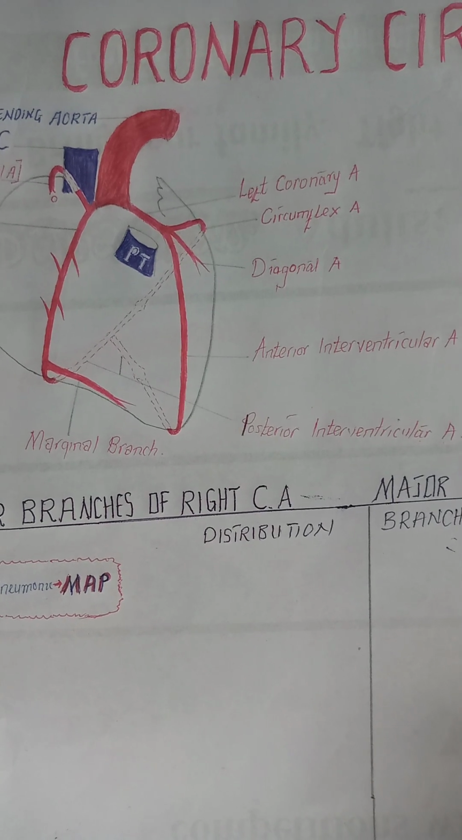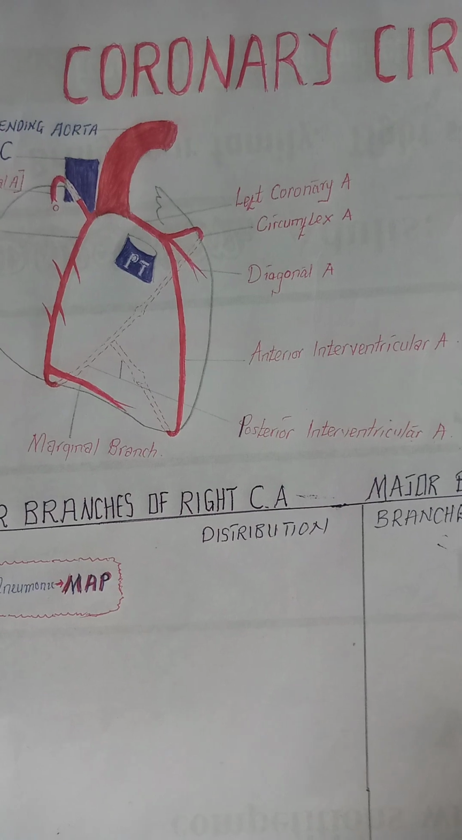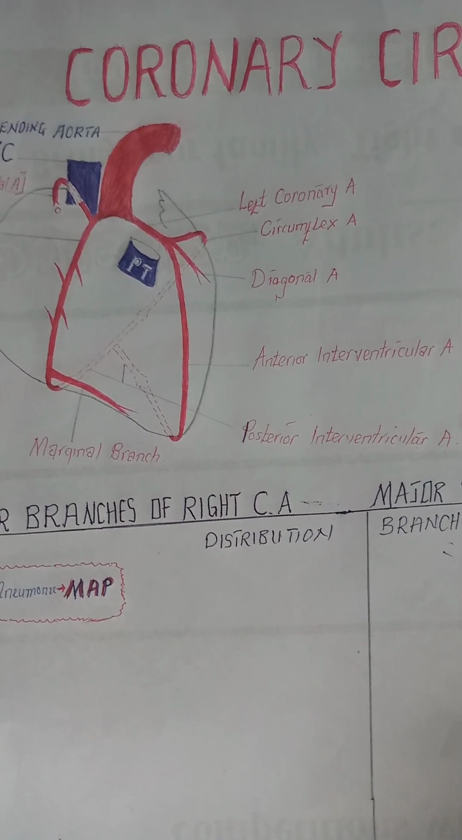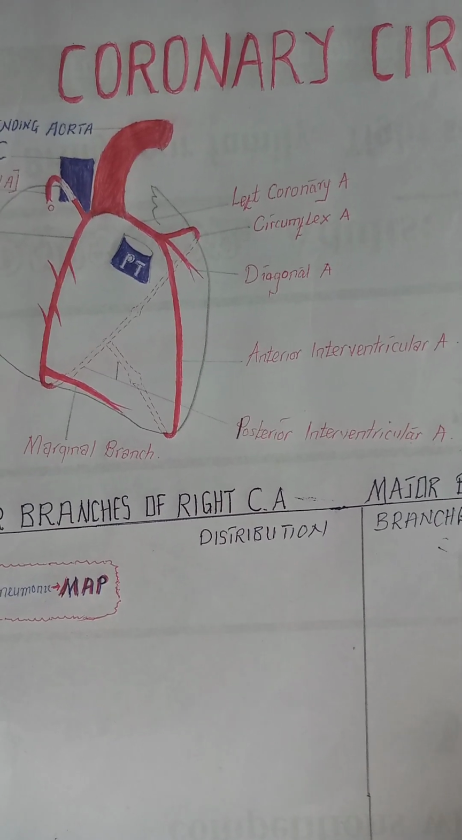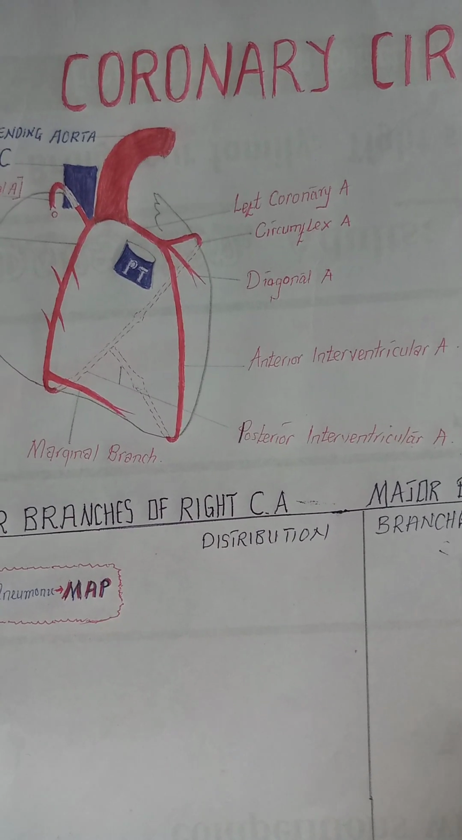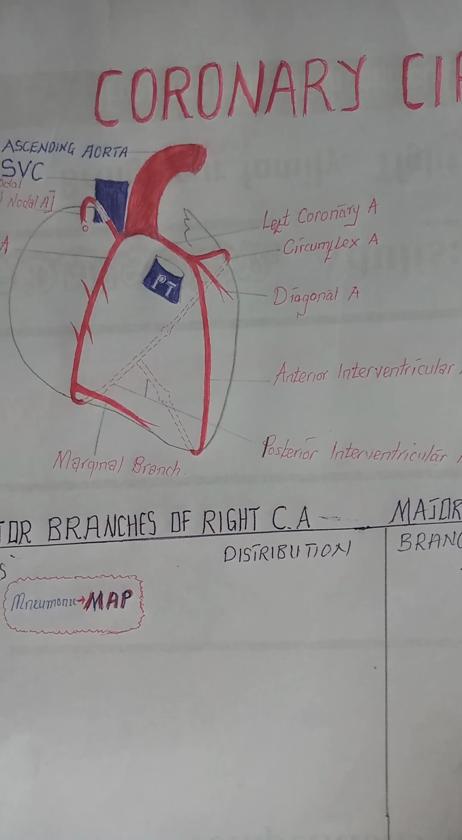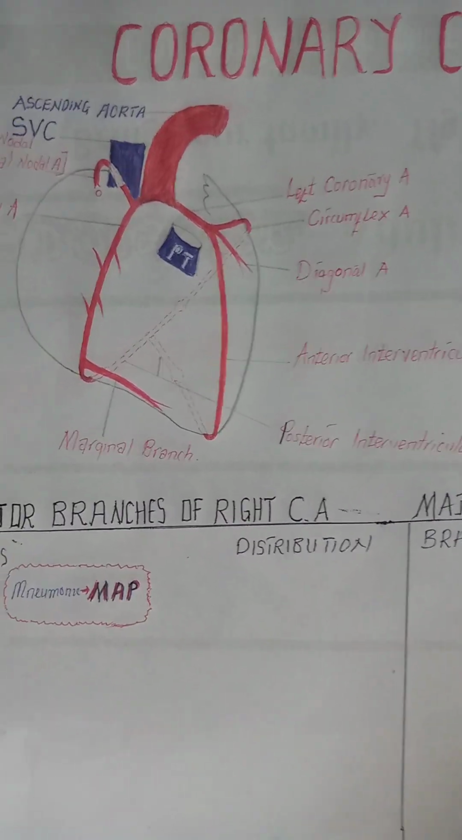So in today's video we're going to talk about coronary circulation. This is basically the circulation which supplies the heart. We have two main arteries which supply the heart, the left and the right coronary arteries. Let's start with the right coronary artery.